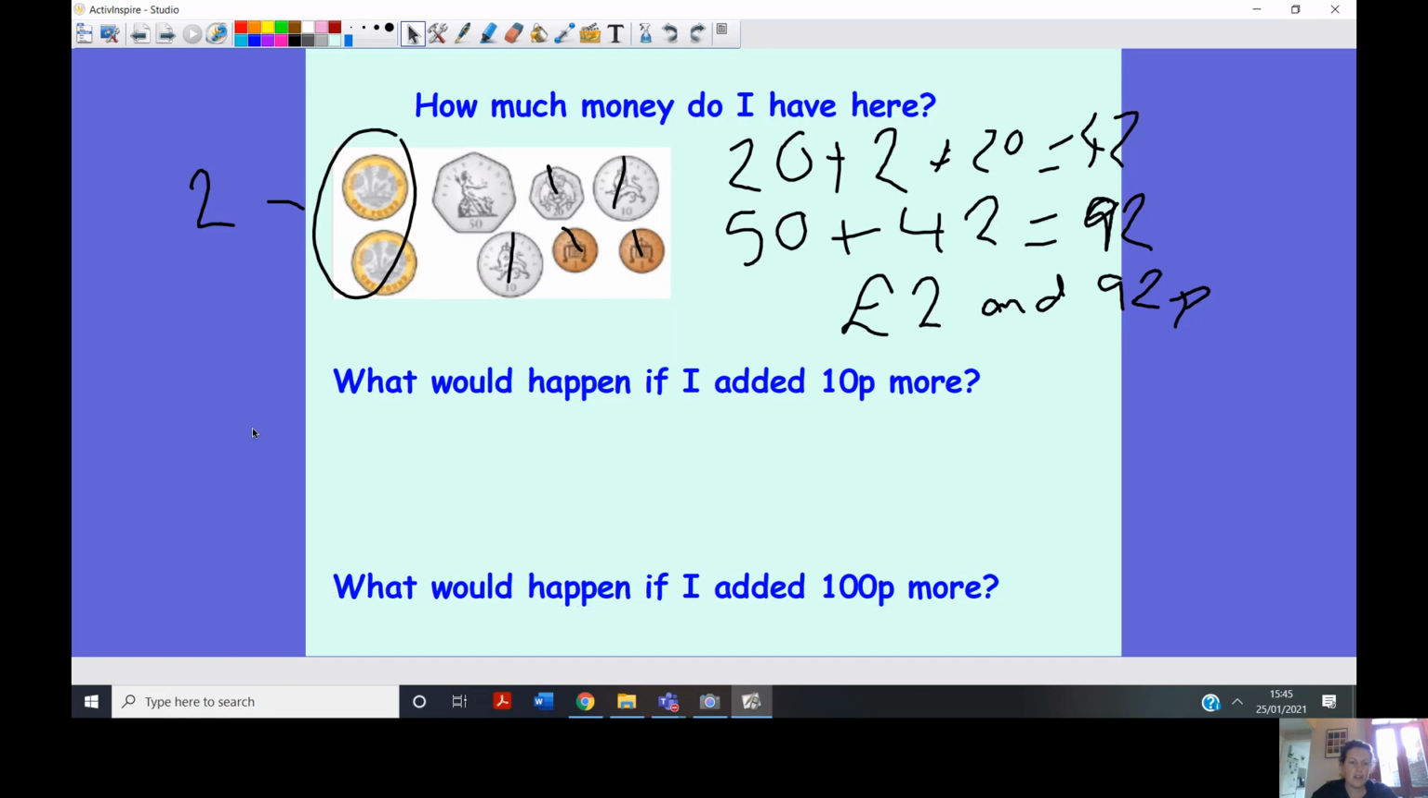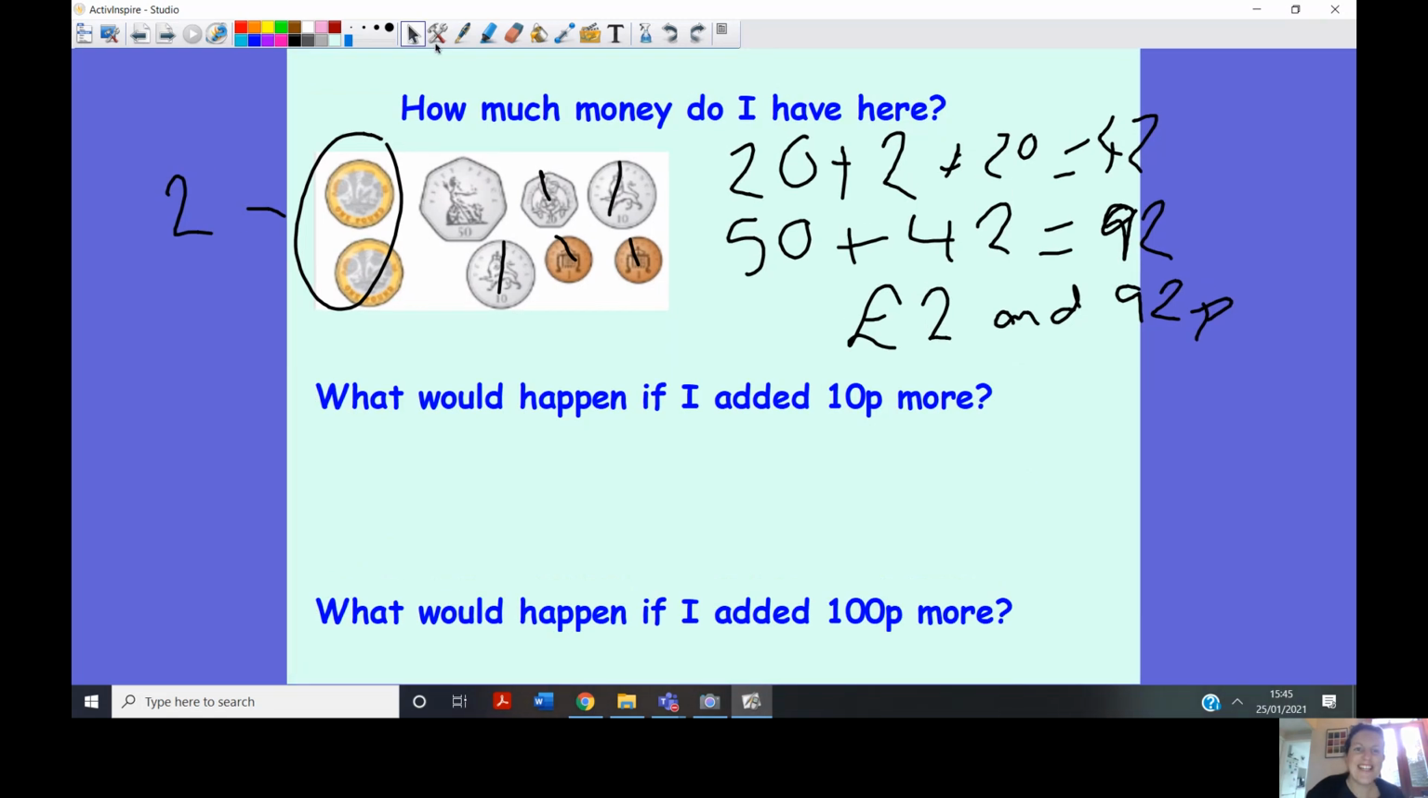Right. Going to need some more space for this one, right? So I could just say to myself, oh, I'm going to add 10p more to 2 pounds and 92 pence. So I could write 92 add 10 is equal to 102. 2 pounds and 102 pence. Does that work? That does not work at all. So I'm going to cross that out.